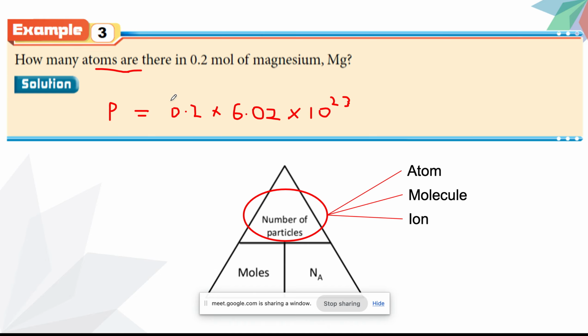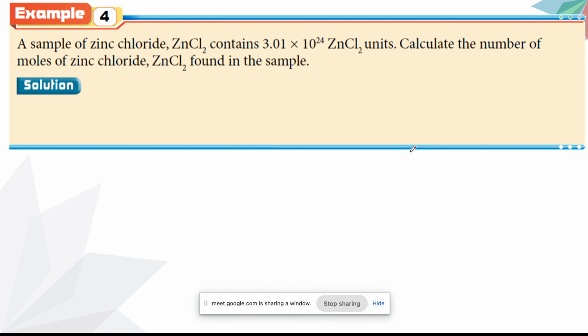Okay, you can press your calculator. 0.2 times 6.02. You just need to multiply only the numbers. Just take your calculator: 1.204 times 10 to the power of 23. You just bring it times 10 to the power of 23. This is what you will get. Is that okay? So this will help us very concisely. Now let's move on to another question.